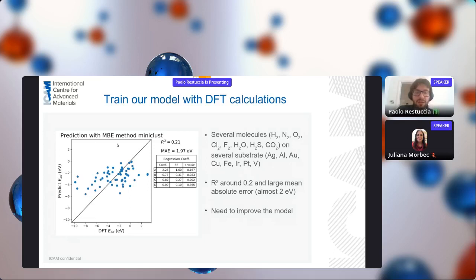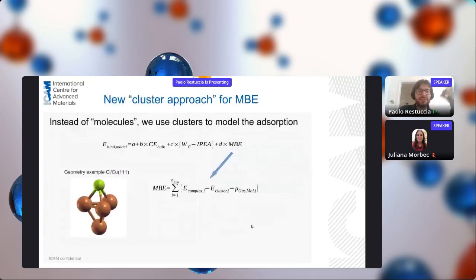As you can see here, this first approach is not good at all, because we have a very, very low correlation coefficient, around 0.2, and a very large mean absolute error, about 2 eV, and you can also see from the plot, this is not good at all. So what we try to do is improve the model, and instead of considering just this kind of molecular approach in computing the MBE, we try to use a kind of cluster approach.